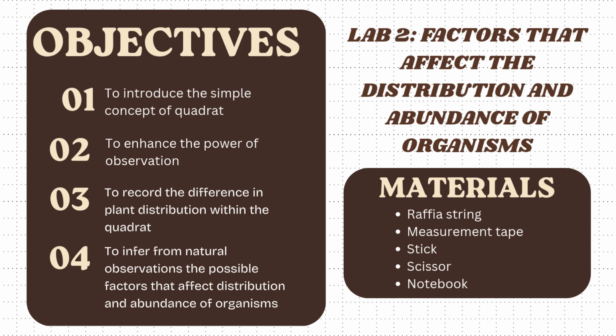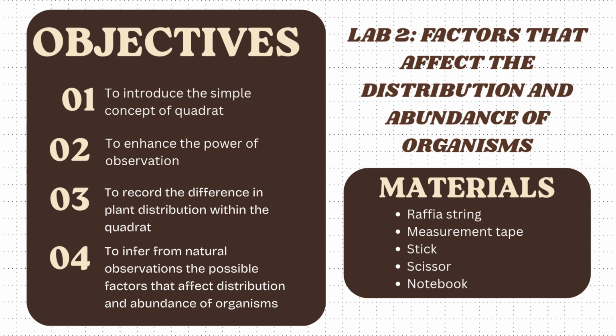Let's move on to lab 2. Factors that affect the distribution and abundance of organisms. The objectives are to introduce the simple concept of quadrat, to enhance the power of observation, to record the difference in plant distribution within the quadrat, and lastly, to infer from natural observation the possible factors that affect distribution and abundance of organisms.